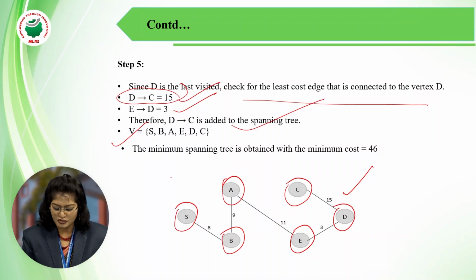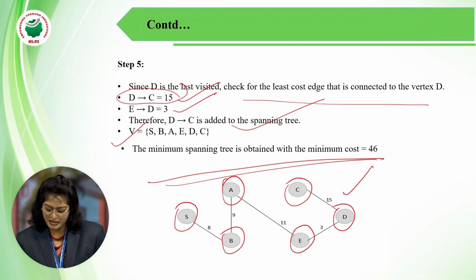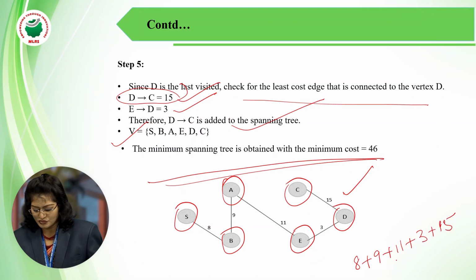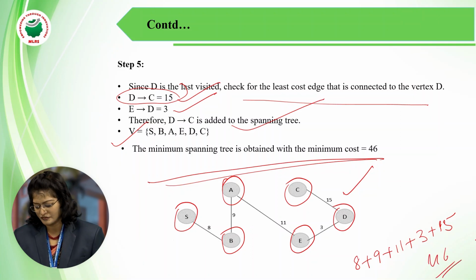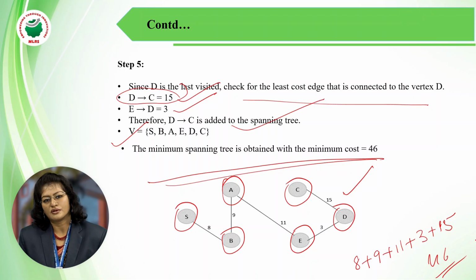All right. So for the minimum cost spanning tree we need to add 8 plus 9 plus 11 plus 3 plus 15. All right. So 11, 20, 28, so 46. So this is your minimum cost spanning tree by using Prim's algorithm.